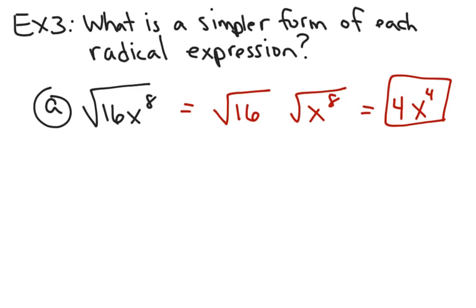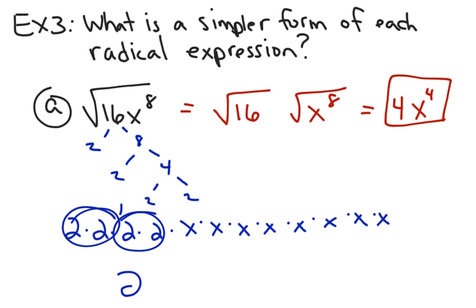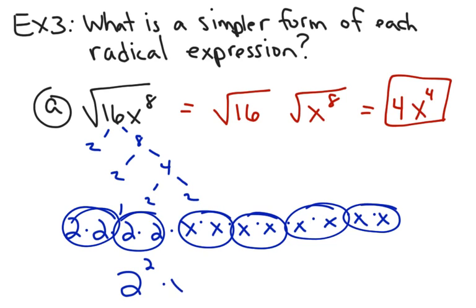But another way of doing it, if you're not sure how to do it, is to use prime factorization. Factor tree, break everything down. So 16 is 4 2's, and then there are 8 x's. A square root says, how many groups of 2 of the same thing can you put together? So I can put together 2 groups of 2's, and I can put together 4 groups of x's. Well, there's my 4x to the 4th.